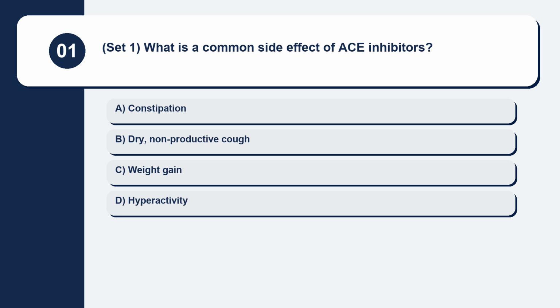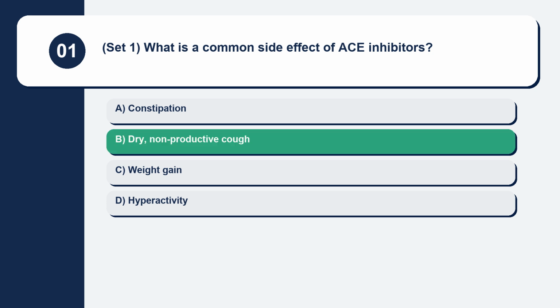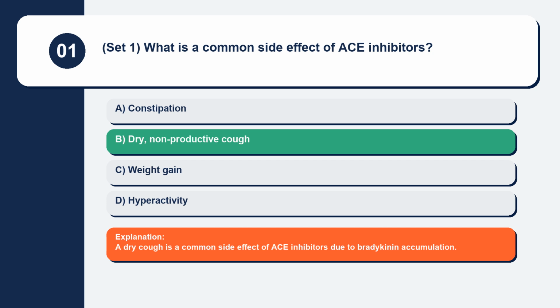Question 1. Set 1. What is a common side effect of ACE inhibitors? Constipation, dry, non-productive cough, weight gain, hyperactivity. A dry cough is a common side effect of ACE inhibitors due to bradykinin accumulation.